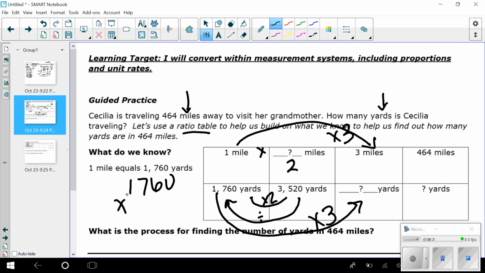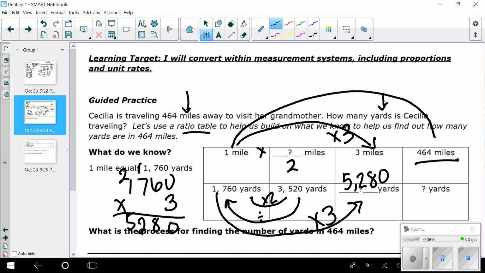1,760 yards times 3 is going to get me what? 5,280 yards to go here. So then the question becomes, if I want to know miles, how do I get from 1 mile to 464 miles? Well, I just multiply by what?